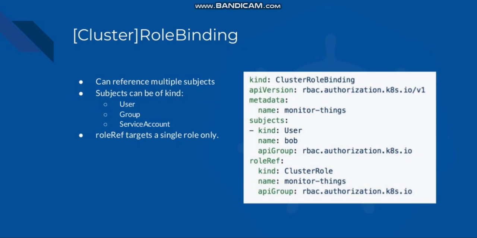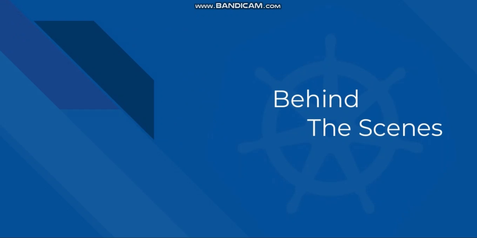So role binding. A role binding can reference multiple subjects. A subject can be of any kind: user, group, service account. The role reference targets a single role only. You can see here API group, RBAC authorization, and role reference, I have given kind: ClusterRole, name: monitor things, API group: rbac.authorization, like this.